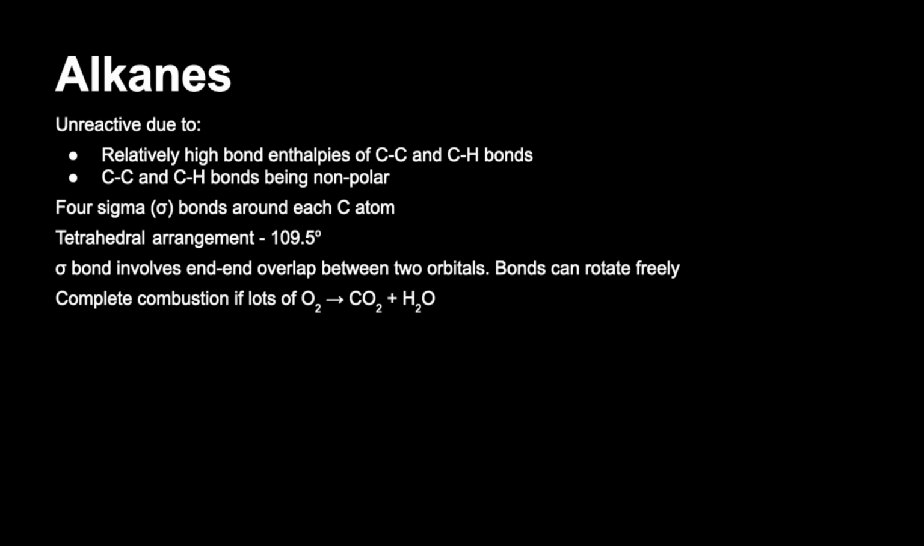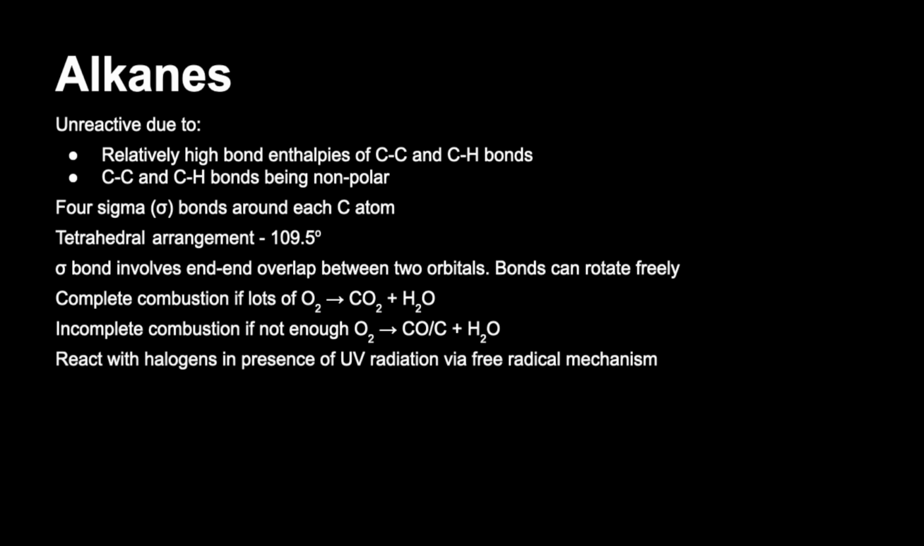Alkanes undergo complete combustion if there's lots of oxygen, making carbon dioxide and water, but it's incomplete combustion if there's not enough oxygen, so you can get either carbon monoxide or carbon particulates and water. They react with halogens in the presence of UV radiation via the free radical mechanism. There's 3 steps to that: initiation, propagation, termination.